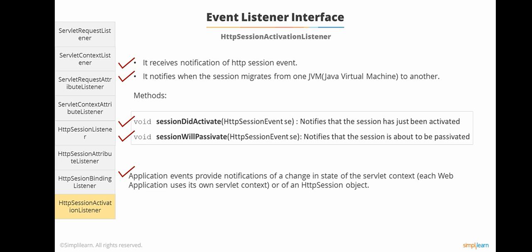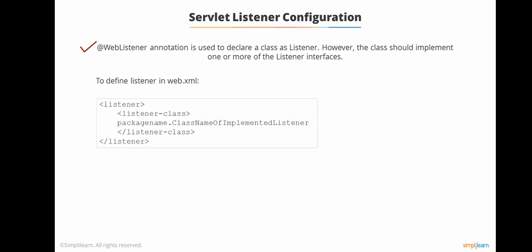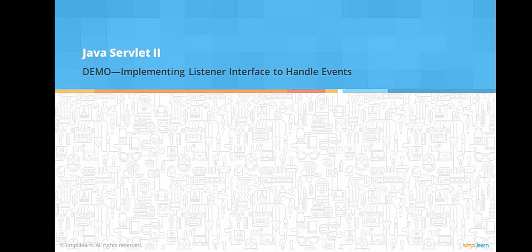Servlet listener configuration: the @WebListener annotation is used to declare a class as a listener. However, the class should implement one or more of the listener interfaces. And then in the deployment descriptor web.xml file, this is how you would register the listener in the configuration. Let's look at a demo that demonstrates implementing the listener interface to do event handling.